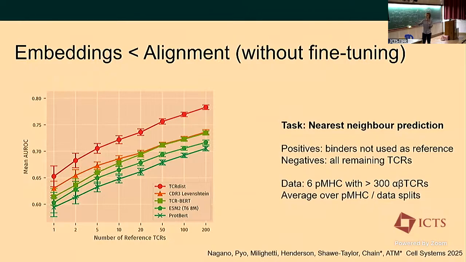The way to do this is to say, well, my nearest neighbor in that set, according to this metric, how good is it at distinguishing true binders from non-binders? And it turns out that it does worse than TCRdist, which is the state-of-the-art sequence alignment-based method. Even a TCR-specific protein language model does only about as well as a simple edit distance on the CDR3. So clearly, it seems like this transfer learning doesn't work.